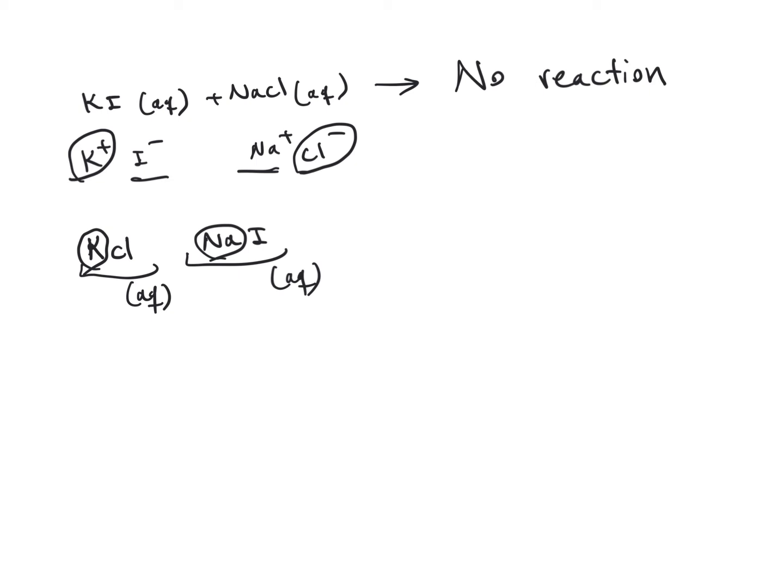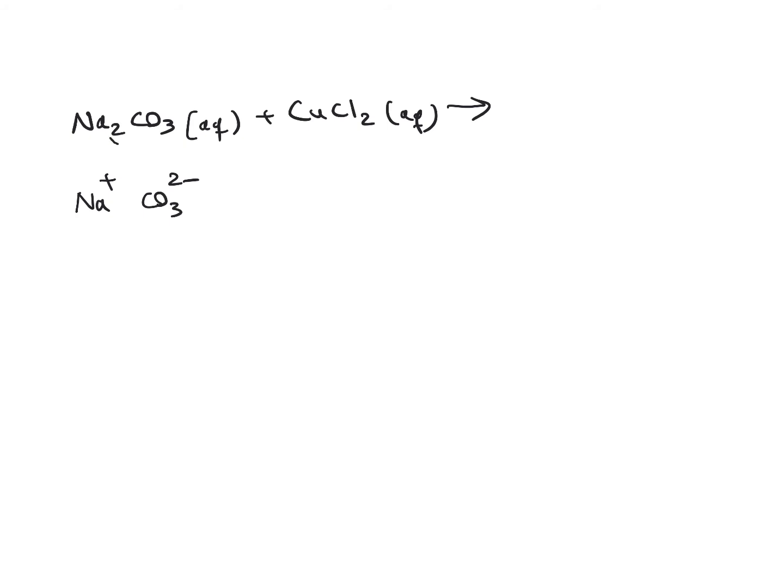Now let's do another example. Na2CO3 aqueous plus CuCl2 aqueous. You want to see whether or not you have a precipitation reaction. You write the ions. Remember, Na plus, CO3 2 minus. You see the 2 here, it has become the charge of this. And Cu 2 plus, Cl minus. You see, the number of atoms becomes the charge.